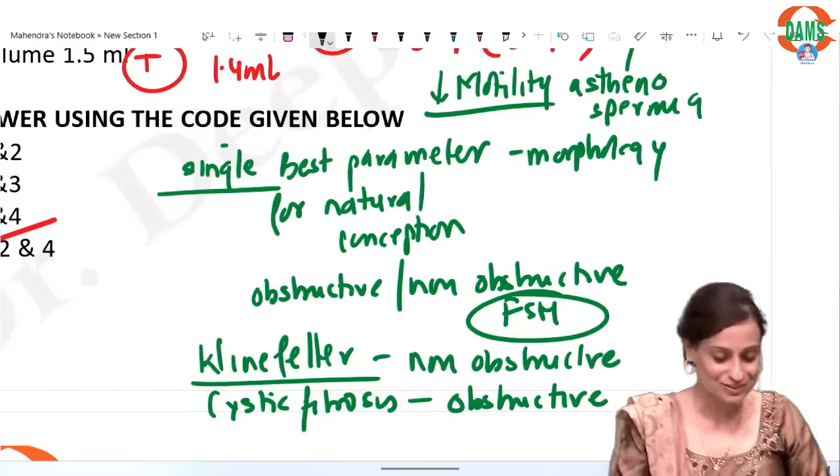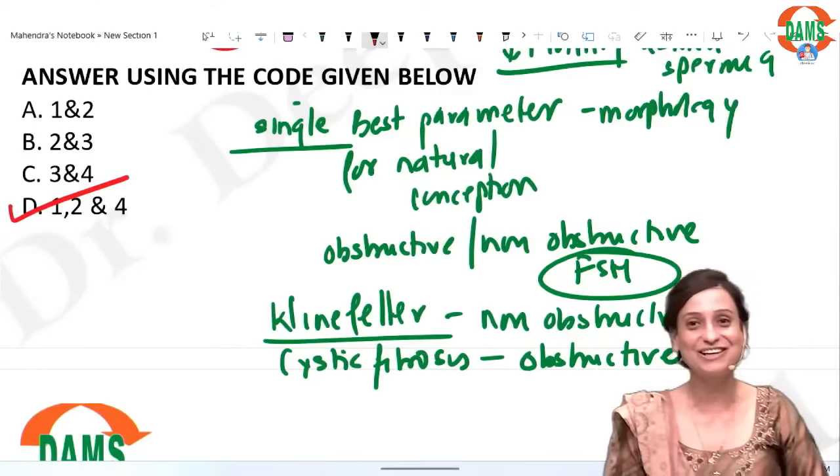Are you ready for the next one? Okay, I'm thoroughly enjoying this session. It's like a rapid fire round.